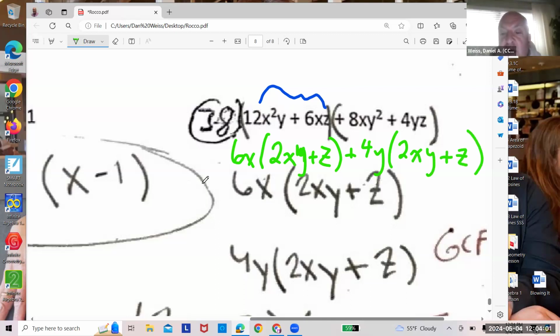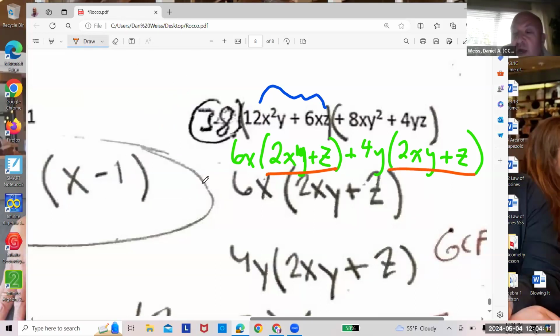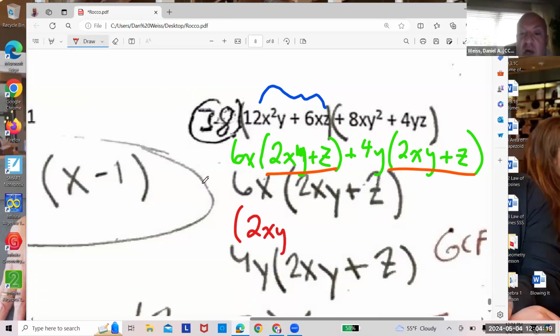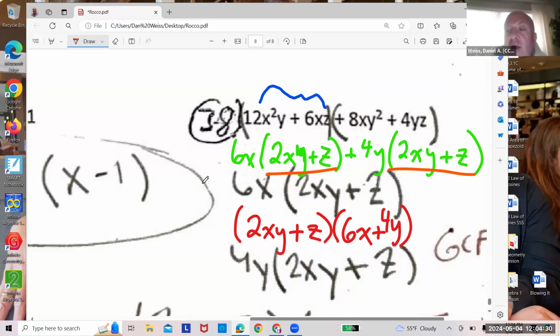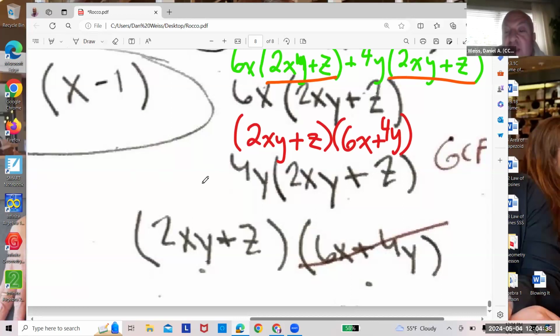Okay. So now what's common to both of these? Well, now you have 2xy plus z and 2xy plus z. So what have you got? You've got 2xy plus z times 6x plus 4y. Now, here's, yeah, okay. I was afraid of that. So here's the problem.